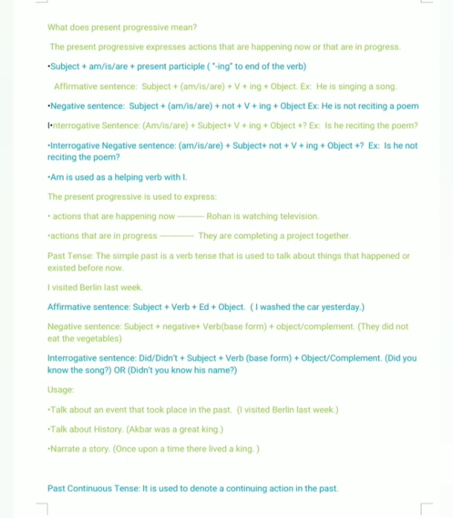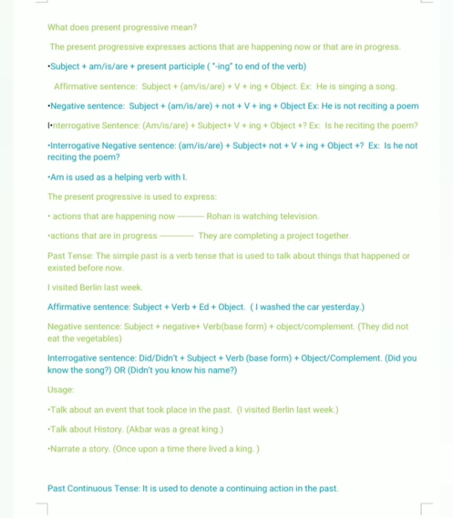Now where to use this simple past? When we are talking about an event that took place in the past, like I visited Berlin last week. When we talk about history, like Akbar was a great king. When we narrate a story, like once upon a time there lived a king.